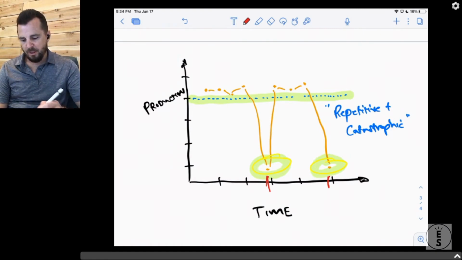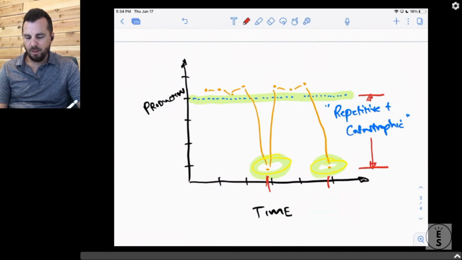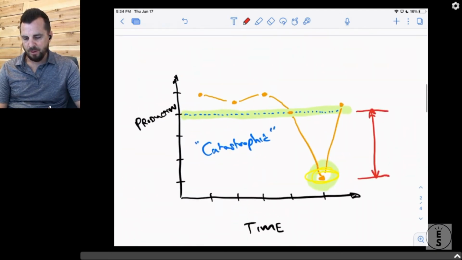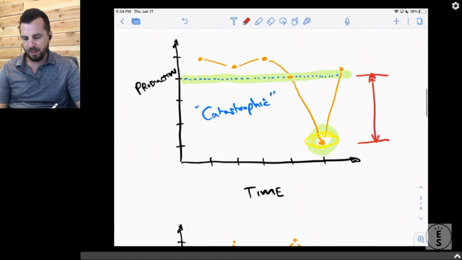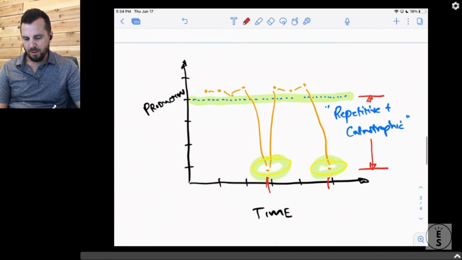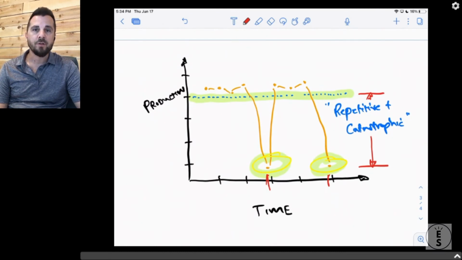And again, the gap here between the target line and the actual production rate is a very large gap. So hopefully that illustrates a little bit to you, clarifies a little bit between catastrophic, repetitive, and a repetitive and catastrophic issue.